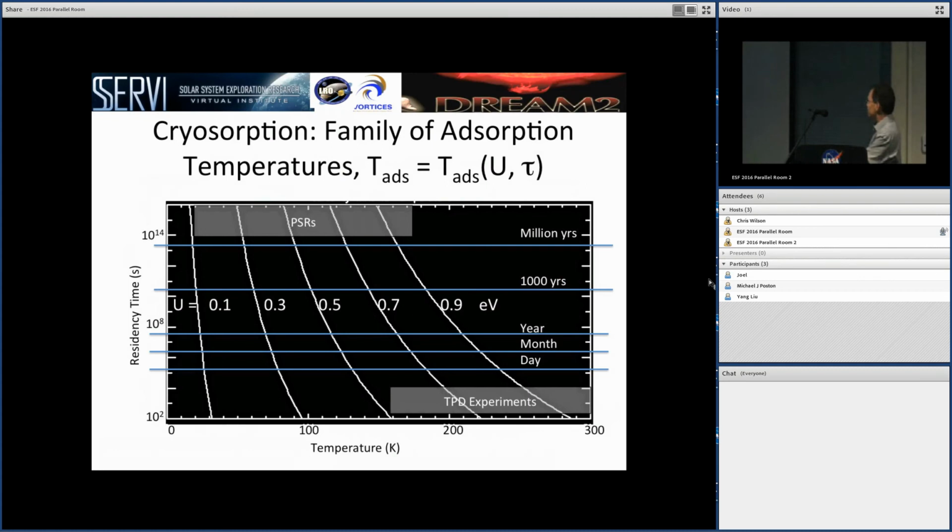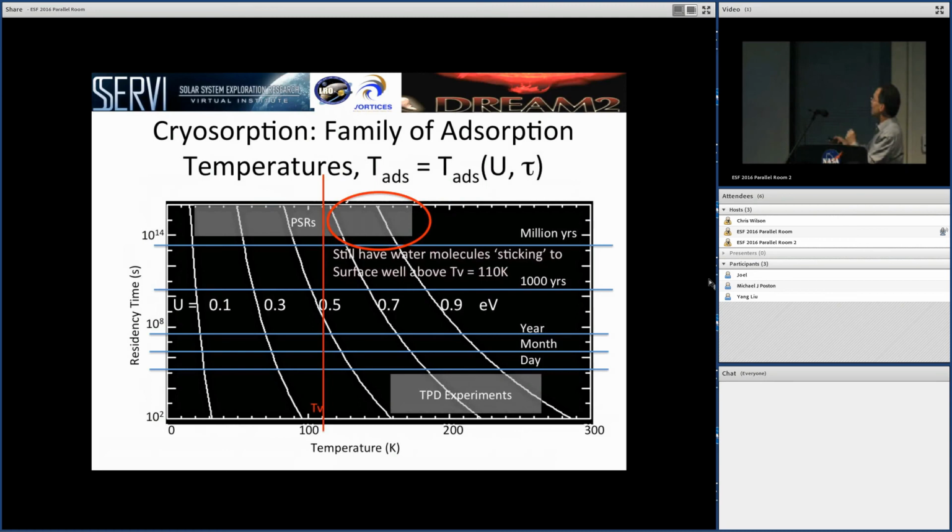And basically here are the TPD experiments done in the lab, right? Where you're looking at changes in the desorption on timescales of 100 to 1,000 seconds. And here's the 0.7 eV at 220 degrees Kelvin, sort of what Michael was seeing. But you can actually scale these back up, or ride them back up, to what might be going on in the PSRs over tens of millions or a gigayear.